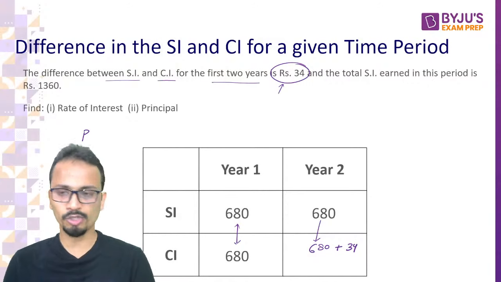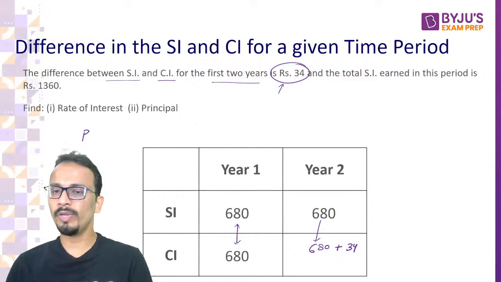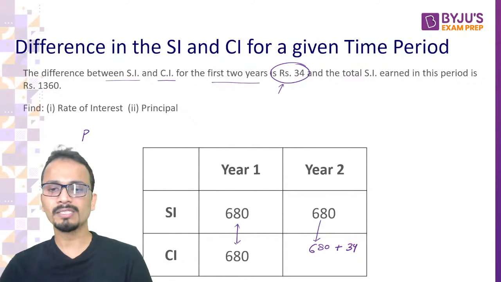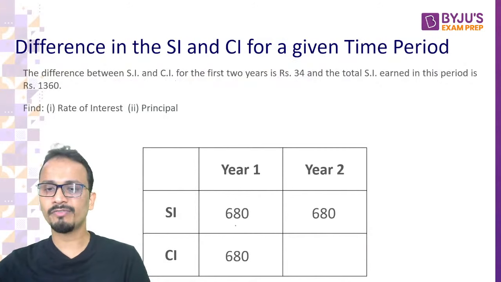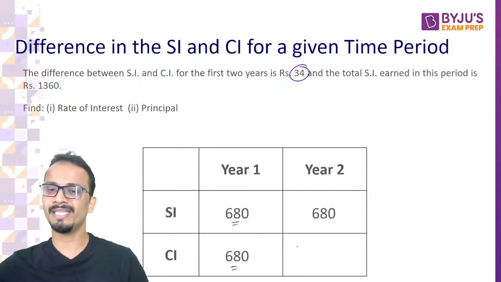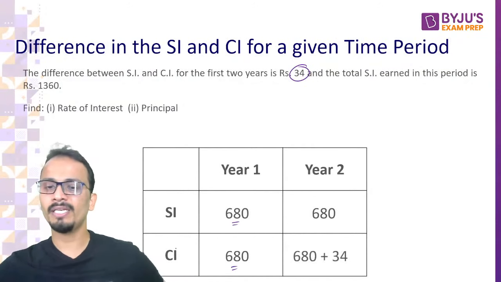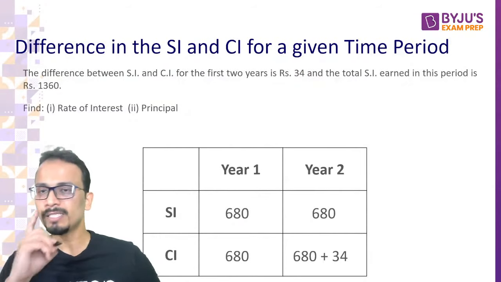Good, Payal. Yes, you are absolutely right. So in the second year, compound interest will be 680 plus 34 rupees. All right. Am I clear? Since there was no difference in the first year, this difference of 34 rupees should be there in the second year. And I can write the compound interest for second year as 680 plus 34.